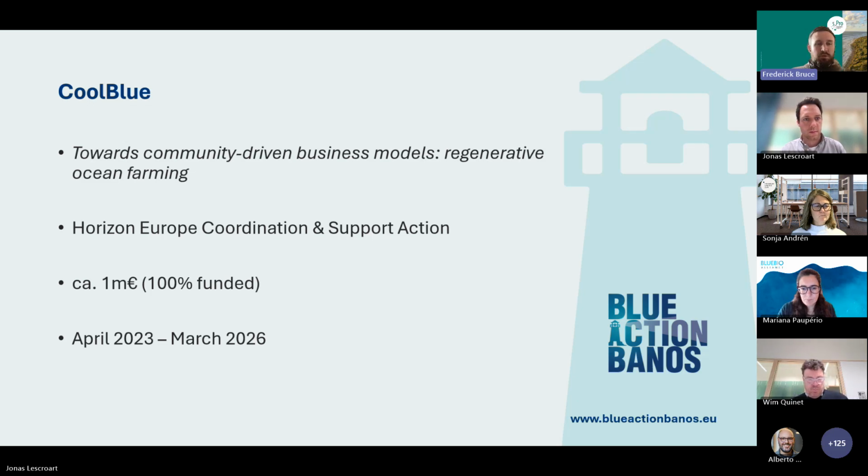It was the Horizon Europe CSA, or Coordination and Support Action. It had a budget of around €1 million and is 100% funded. And it started in April 2023 and will run until March next year. Next slide, please.